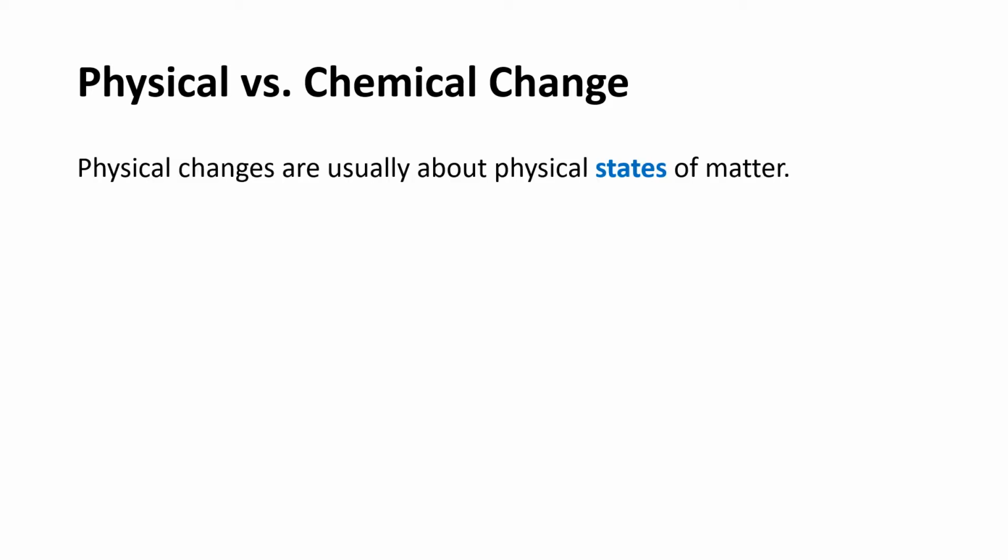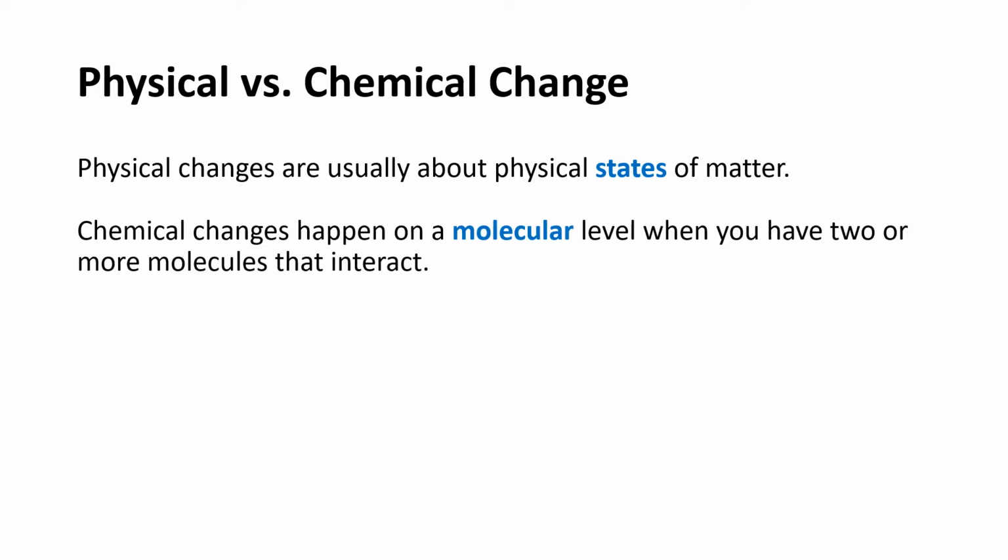All right, so first thing we have to know is, what are we talking about when we're talking about a reaction? In order to know that, we have to talk about what is a physical versus a chemical change. This may be something you're familiar with from previous years of chemistry. To begin with, physical changes are usually about physical states of matter: solid, liquid, gas, etc. Chemical changes happen on a molecular level and may or may not involve a change of state, from solid or liquid to gas.